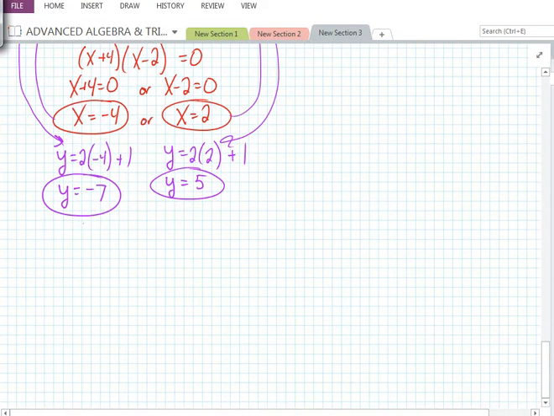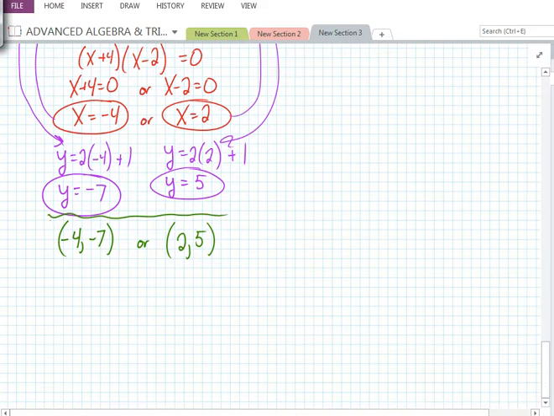Okay? A solution to the system is -4, -7. Or you could use the solution 2, 5. And there you go, ladies and gentlemen. There are the two solutions to that system of equations.